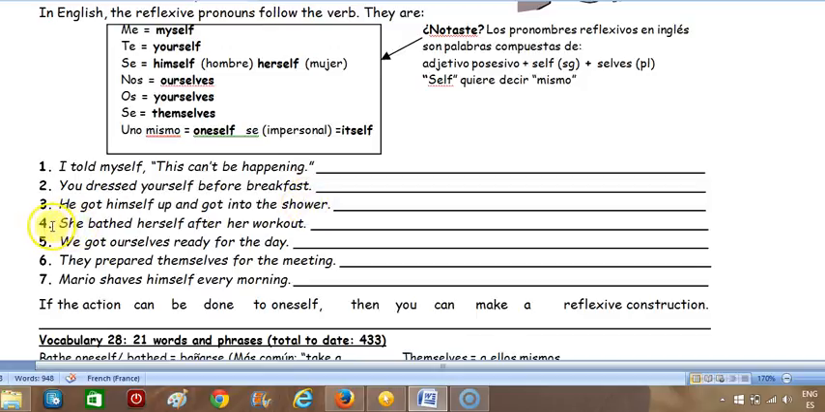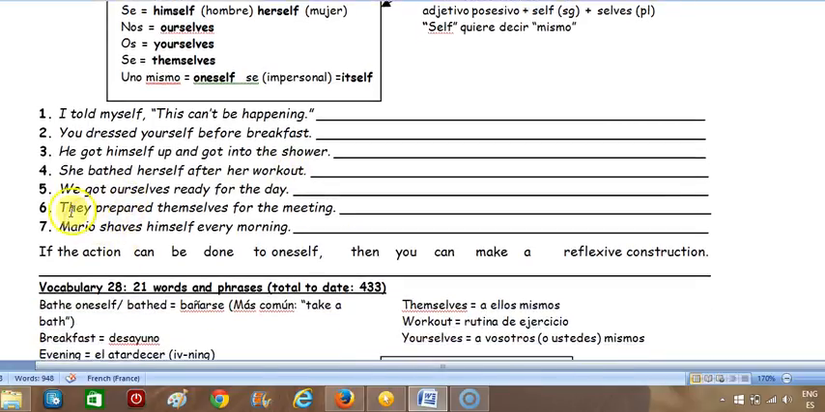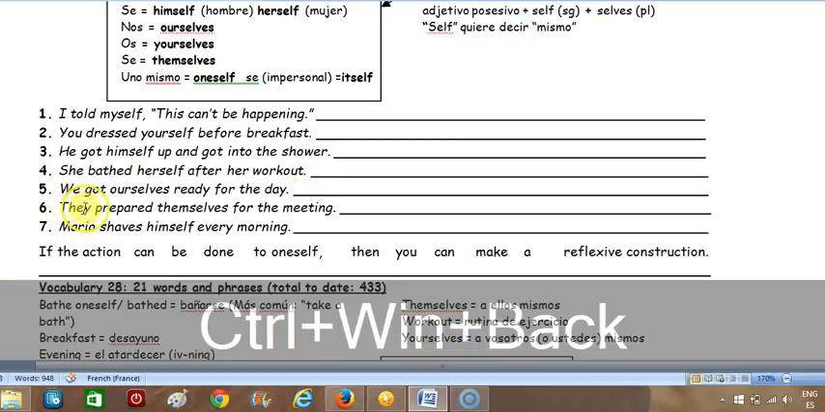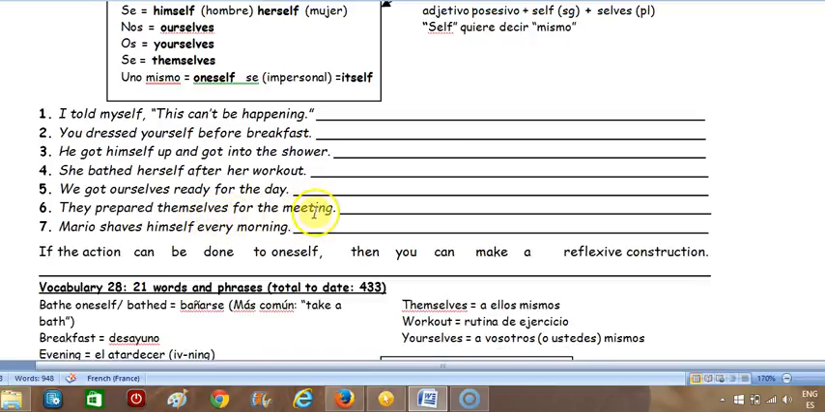Alright, good. Number 4. She bathed herself after her workout. Okay, so I'm going to let you translate that because I hope you can get it by now. Number 5. We got ourselves ready for the day. Go ahead and translate that. Number 6. They prepared themselves for the meeting.